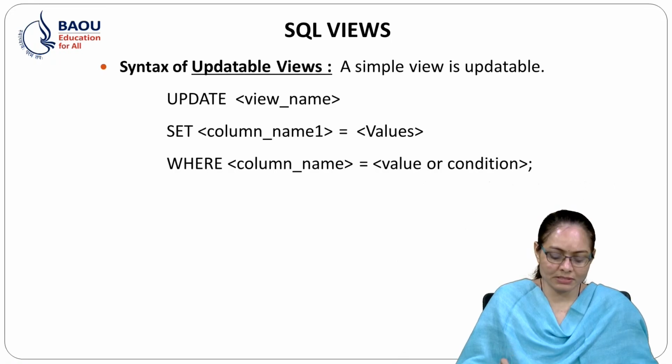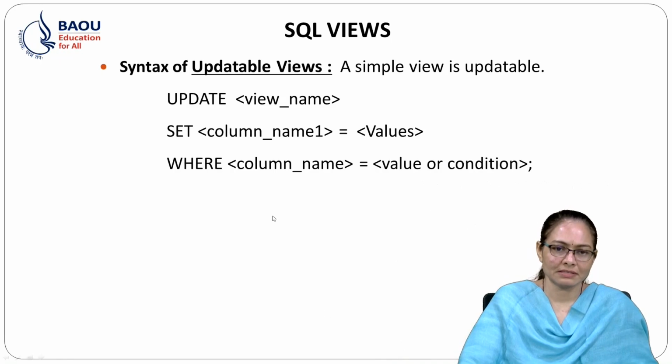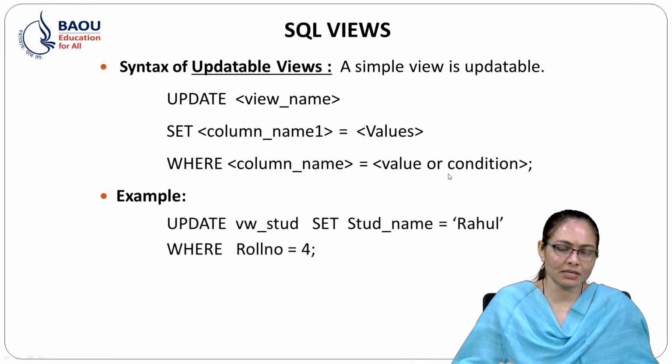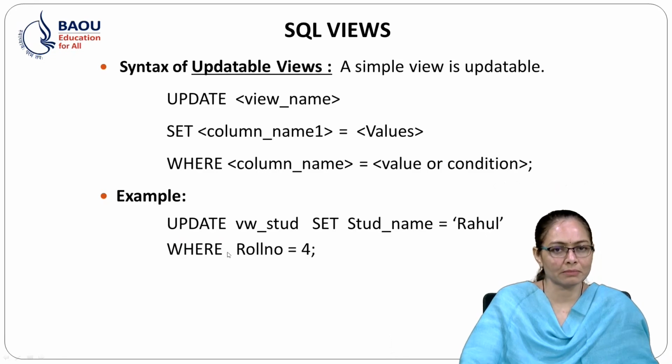A simple view can be updated. First of all, it is the same as updating a table, using the view name. Update view name, set column name equal to value, where column name equal to a value or a condition. For example, update view name, set student name equal to Rahul, where roll number is equal to 4. In the view, the name of the student whose roll number is 4 will be changed to Rahul.